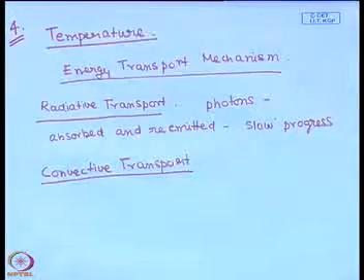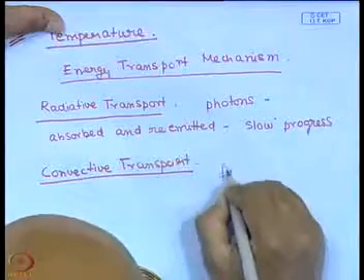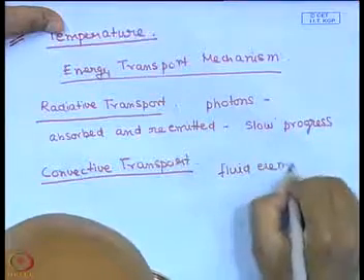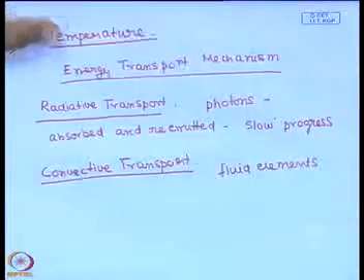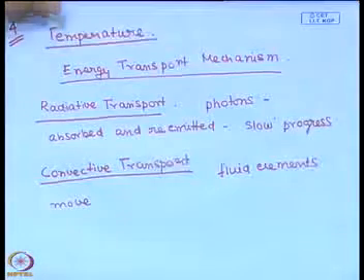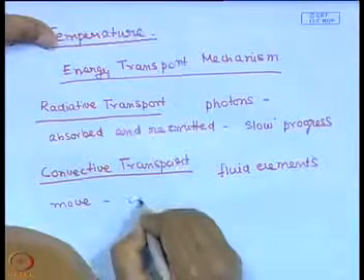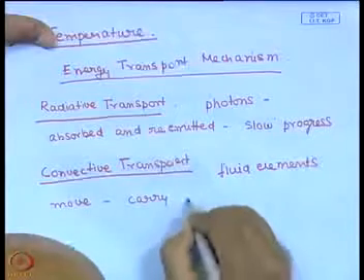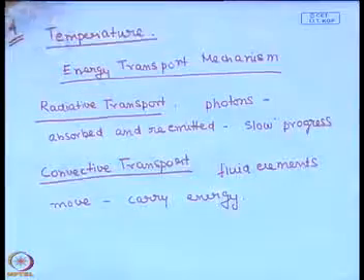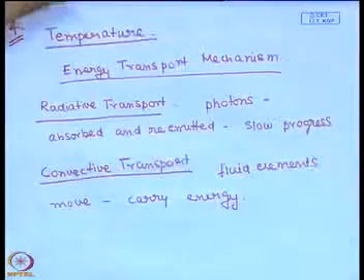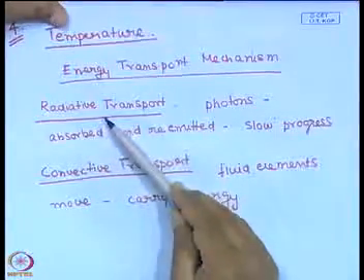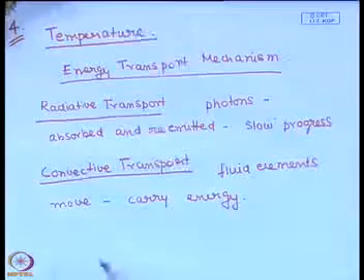In convective transport, fluid elements move, and these fluid elements carry the energy. And so, the energy transport and the temperature distribution in the sun, the temperature gradients, are determined by which of these two processes is active. It depends on that.